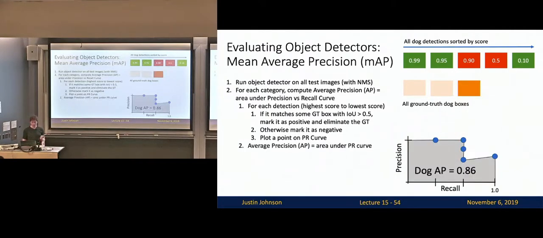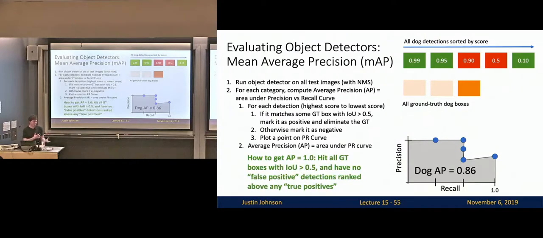So once we plot all of these points on the precision recall curve, we can plot the full curve and then compute the area under that curve. The area under that curve will be a number between 0 and 1, where 0 means we did terribly, and 1 means we did really well. This area under the curve is the average precision for that category. So for this object detector, our dog average precision will be 0.86.